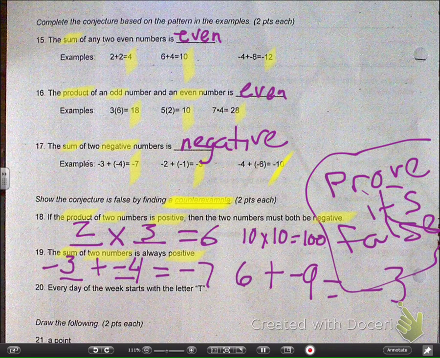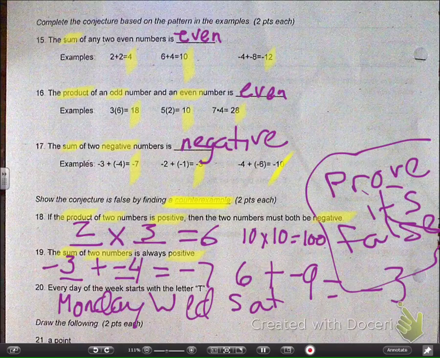Okay? All right, number 20. Every day of the week starts with the letter T. How do I prove that wrong? Monday doesn't start with a T. Monday, Wednesday, Saturday, Sunday, Friday. Okay? That was a silly one, right? That was kind of stupid. That's okay. That's actually easier to understand than numbers, I know, right? Okay. The counterexample ones. Are we okay with them? Yeah. Okay, good, good. All right.